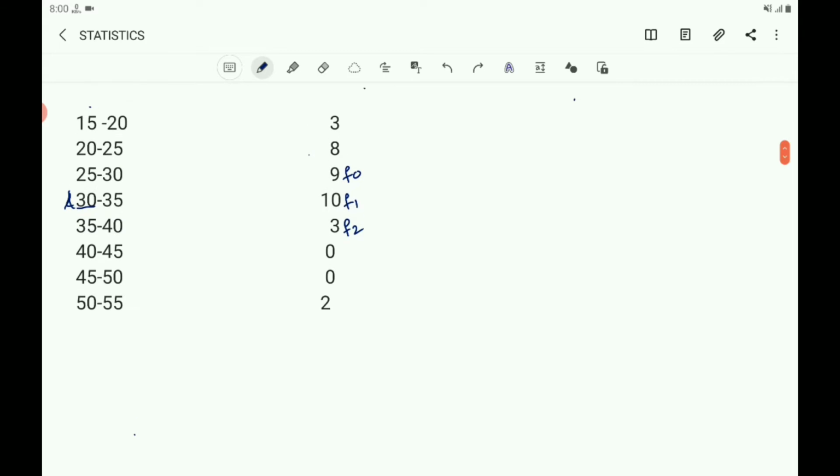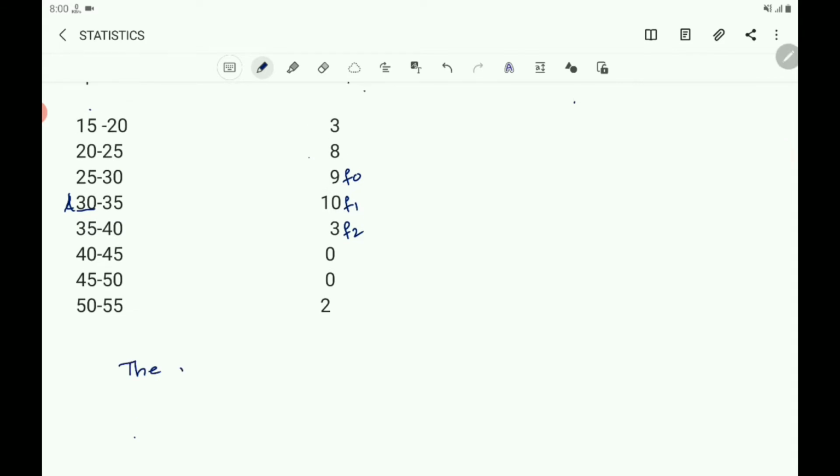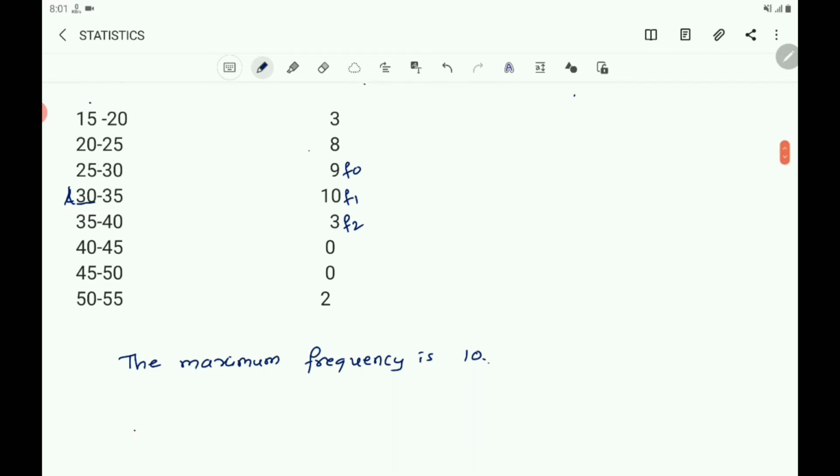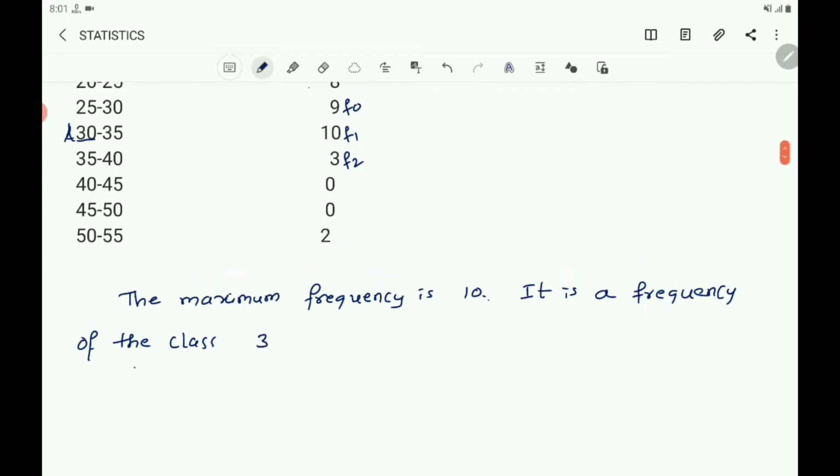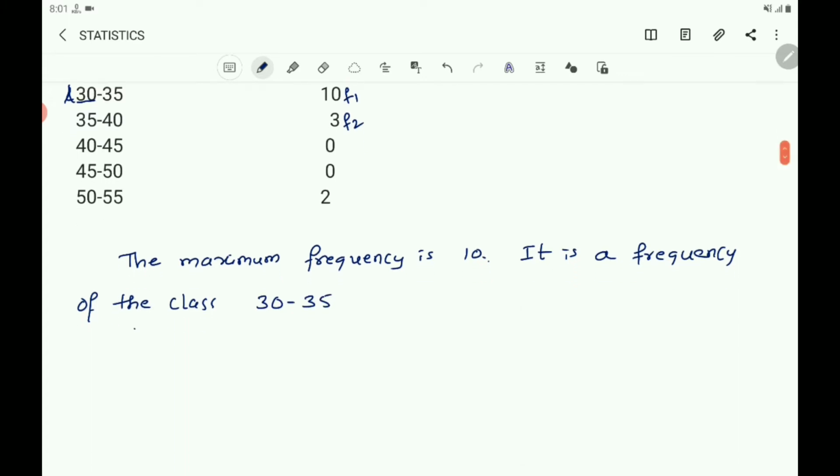Here you write: the maximum frequency is 10, and it is the frequency of the class 30-35. Therefore, 30-35 is the modal class. Which is the modal class? 30-35 is the modal class.